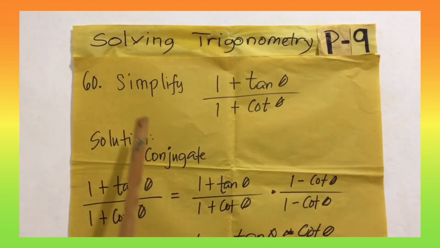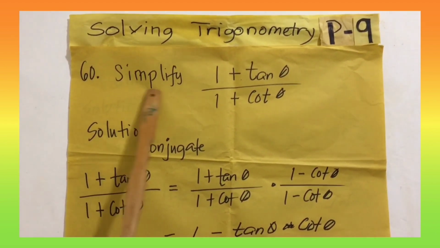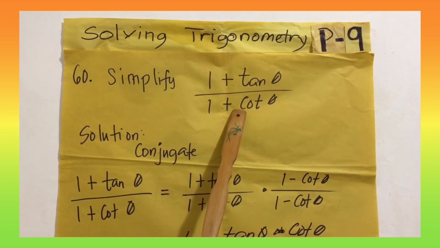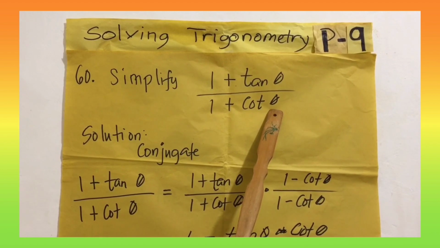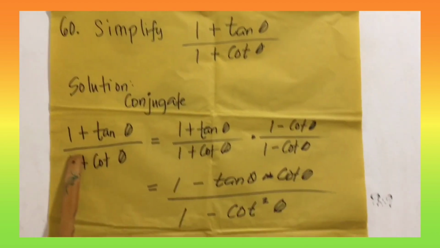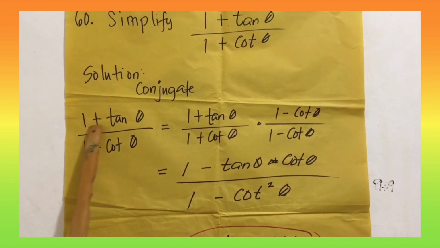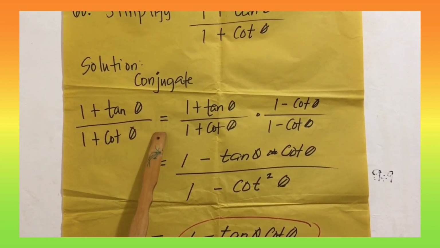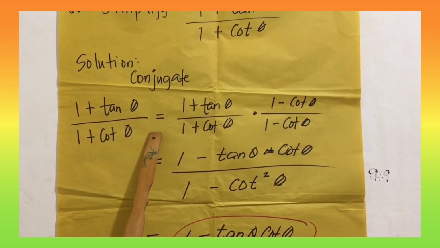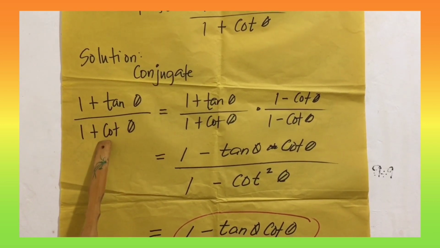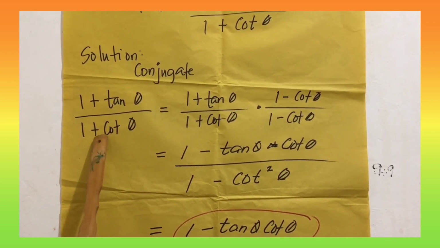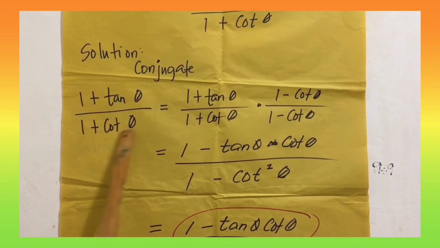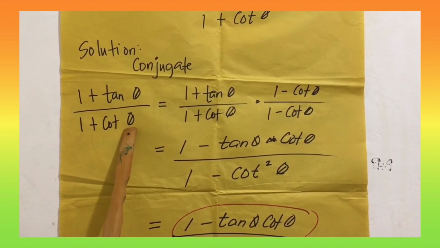Okay, we are now number 60 problem. Simplify 1 plus tangent theta over 1 plus cotangent theta. Our solution, you have to copy first the question. 1 plus tangent theta over 1 plus cotangent theta equals to, our first step is to conjugate the denominator. So we have 1 plus cotangent theta, the conjugate of this is 1 negative cotangent theta.